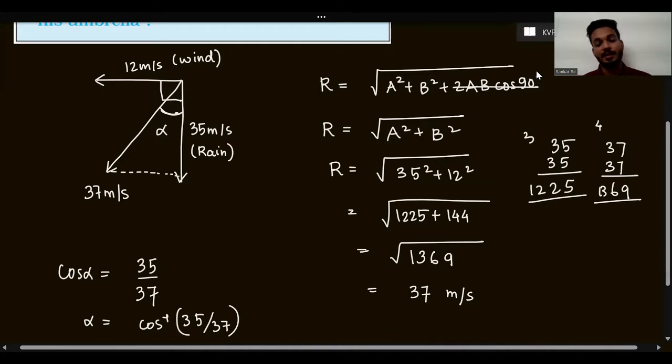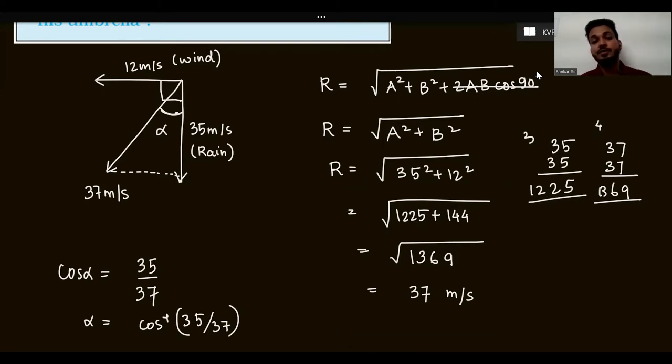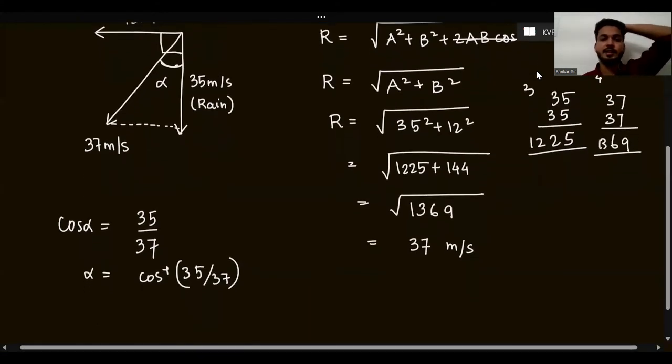This answer is absolutely correct. You can also do it in terms of sine, or if you want to use tan, you can do that also. But if you just define this right angle triangle, after that you can use any trigonometry formula to find out the angle between this 37 meter per second and the vertical or the horizontal. All you have to do is just define the triangle. You can use any trigonometric ratio that you're comfortable with, and that is how you do it.